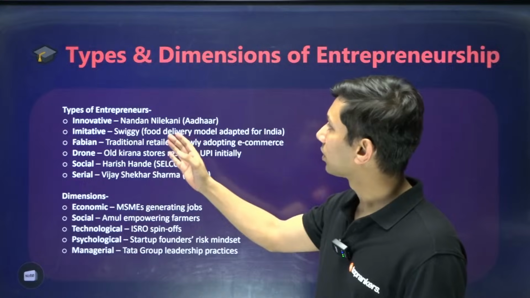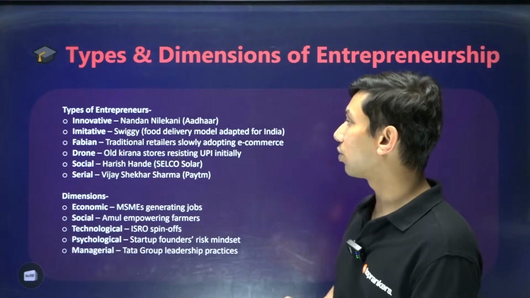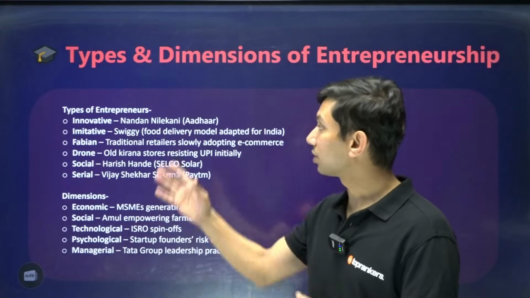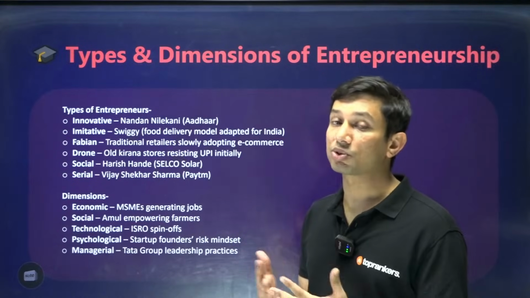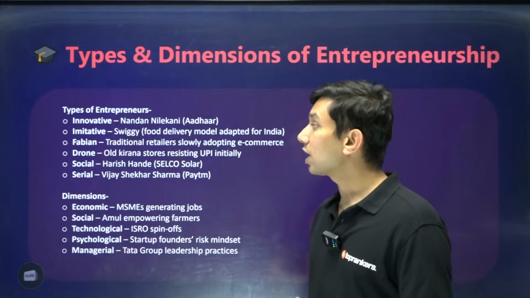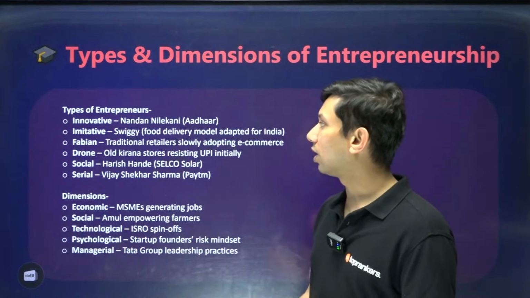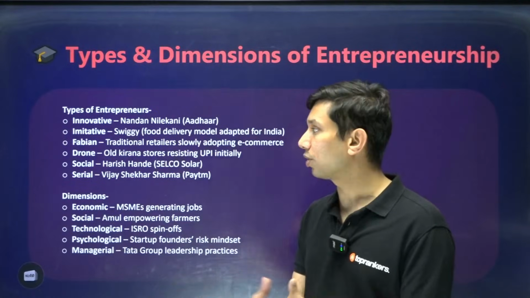Types of entrepreneurs. Innovative. Nandan Nilekani, the founder of Aadhaar card, was an innovative entrepreneur because he developed something that wasn't there before. This was the first of its kind of innovation and hence an innovator. Imitative. Swiggy, a food delivery model adapted for India. This is an imitative type of entrepreneur.